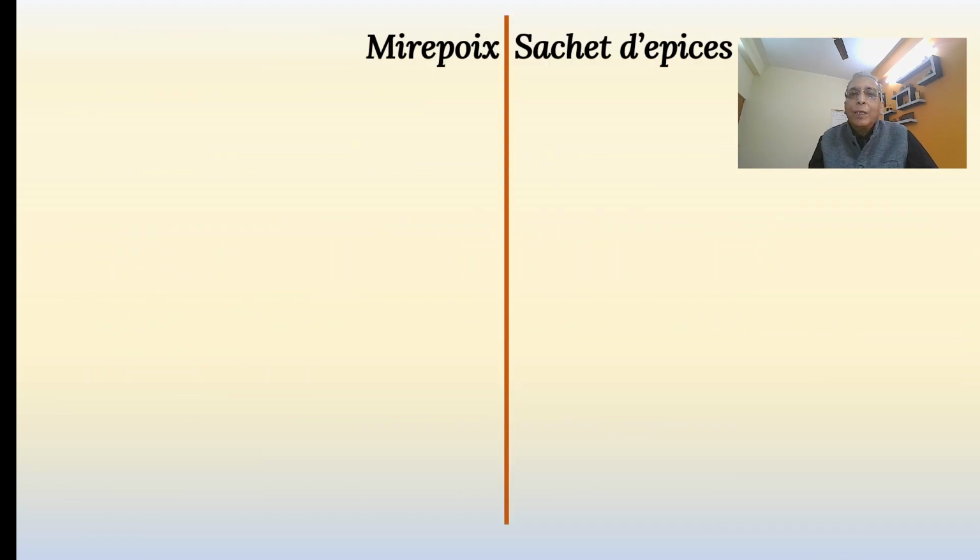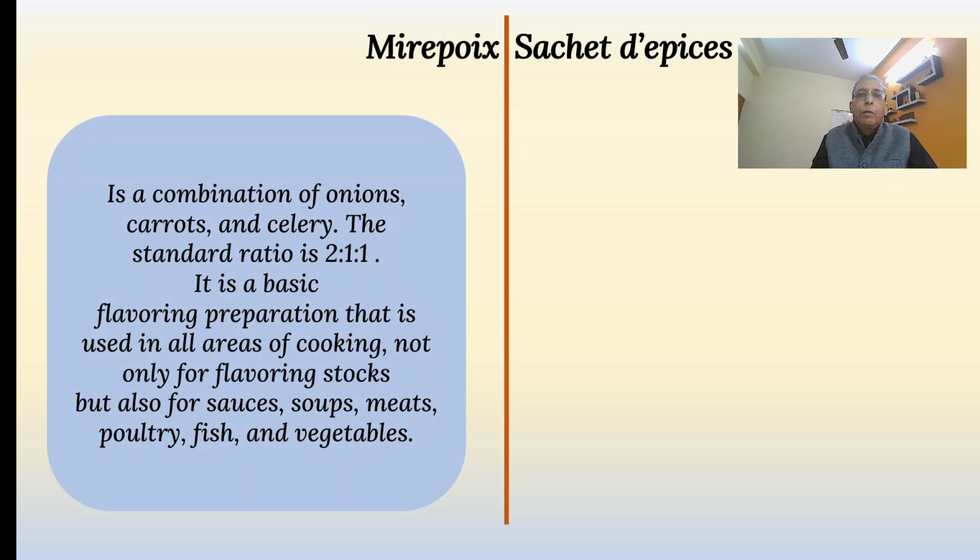Now here we'll clarify the difference between mirepoix and sachet d'épices. First of all, mirepoix is a combination of onions, carrot and celery in the ratio of 2:1:1. With the flavoring ingredients, sometimes we also add leek. If it is leek, then 2:1:1:1. That means one part will be used. And this flavoring for stock, but also this mirepoix can be utilized for making sauces, soups, meat, poultry, fish and vegetable dishes, where mirepoix can also be utilized.